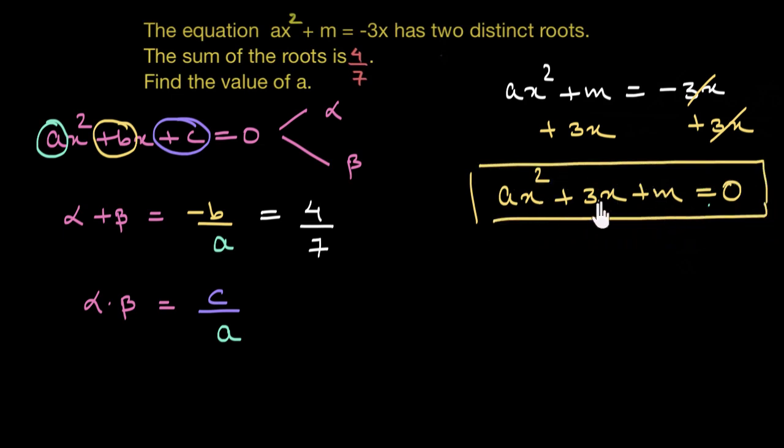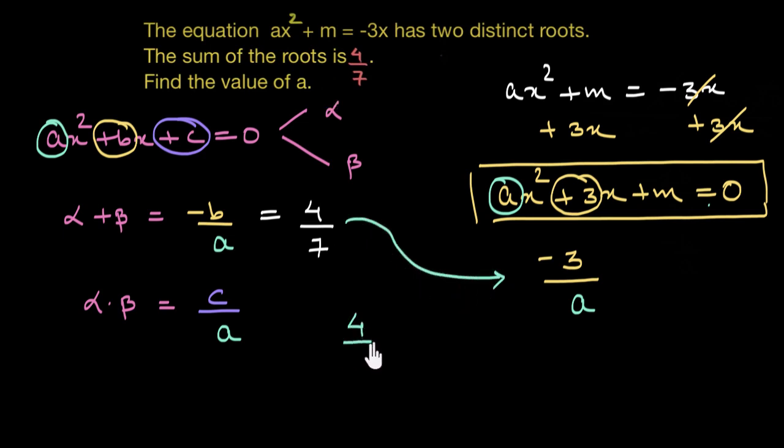So for this quadratic equation, the sum of the roots is given as negative of the coefficient of x, that is negative of 3, divided by the coefficient of x², that is a. So -3/a. This would be the sum of roots alpha plus beta. But the sum of the roots is given as 4/7, which means 4/7 is equal to -3/a. Now, on multiplying both sides with a, this and this cancel out, and 4a/7 is equal to -3.